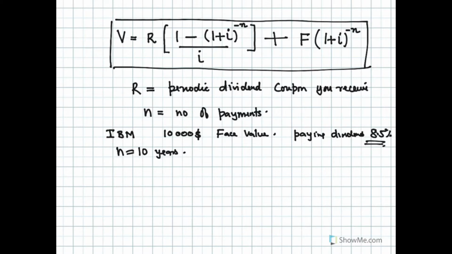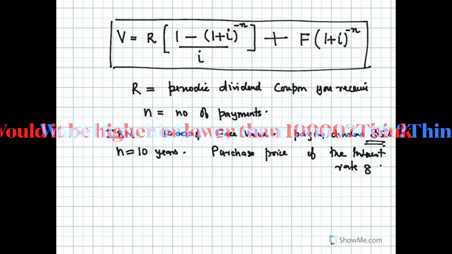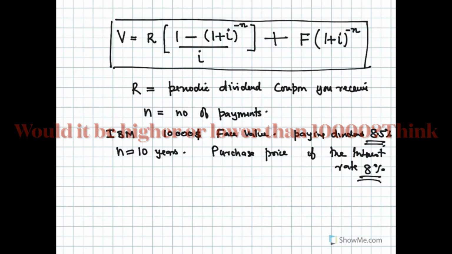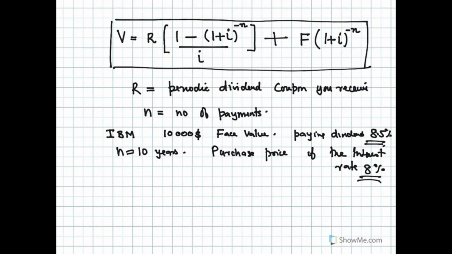Now we need to find the purchase price, that means the value of the bond. Today what you're ready to pay for this bond, if the interest rate you expect out of this is 8%. So you are happy with 8%, but they are giving 8.5%. So naturally you are getting higher, no? So you are ready to pay a higher value for the bond. Now we want to calculate how much higher the value is.